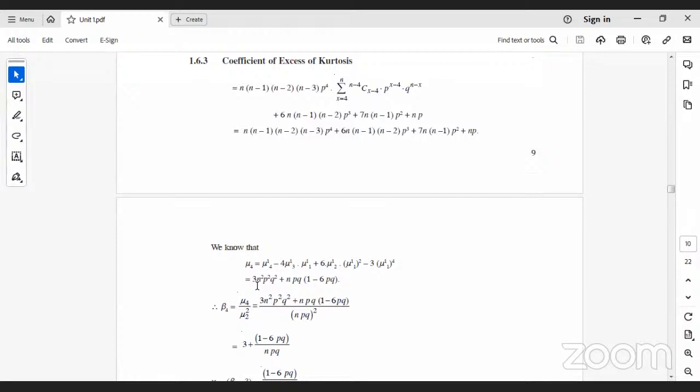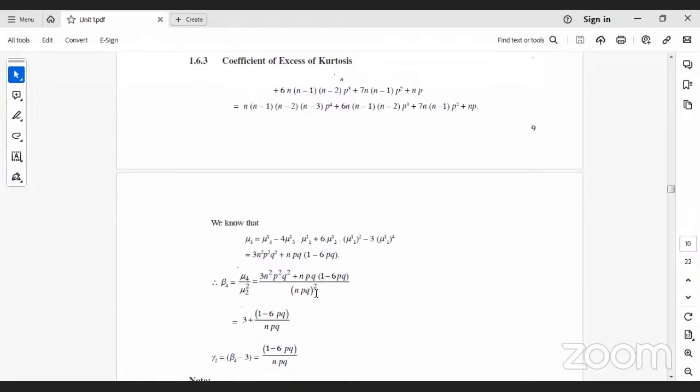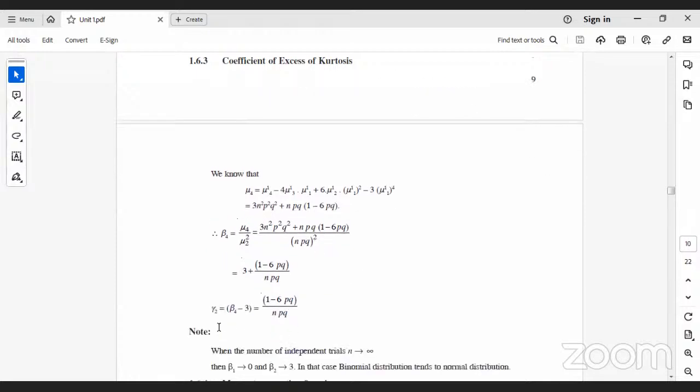It becomes 3n square p square q square plus npq into 1 minus 6pq. So gamma 2 is equal to beta 2 minus 3, that is 1 minus 6pq by npq. This is the simplification. Beta 2 is equal to mu 4 by mu 2 square, that is 3n square p square q square plus npq into 1 minus 6pq, by n square p square q square. We can simplify here.